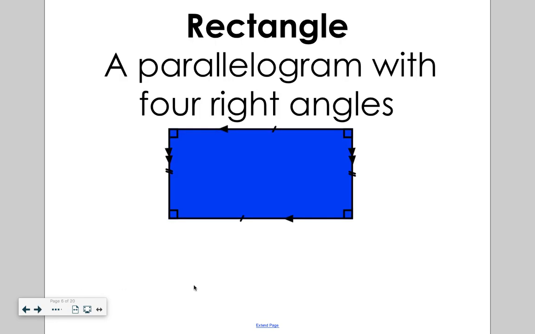Let's look at a rectangle. A rectangle is a parallelogram. Let's check. Are these sides opposite each other equal in length? Yes. Are these sides equal in length, opposite each other? Yes. And are they parallel? Will they ever cross? Do they look like train tracks? Yes. Well, what makes this parallelogram a special parallelogram is that it has four right angles. So it's got that 90-degree angle at every single corner. So a rectangle is a parallelogram with four right angles.